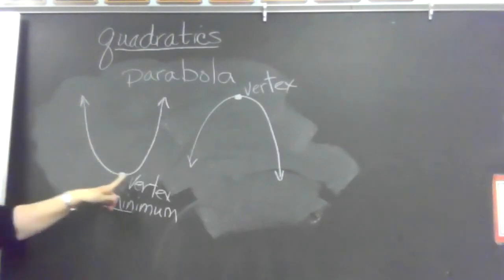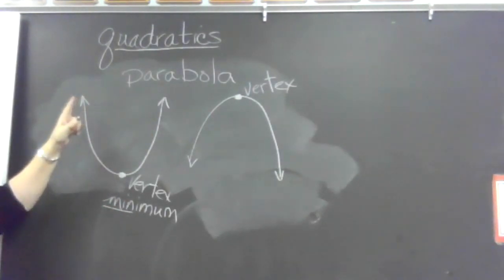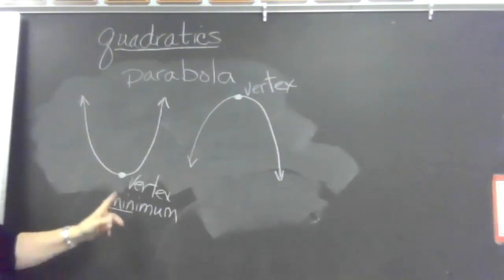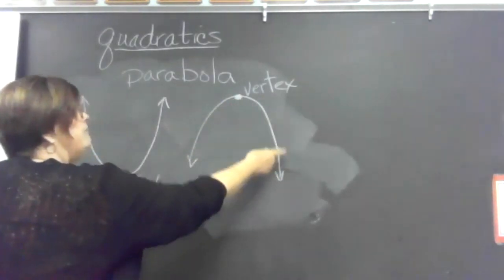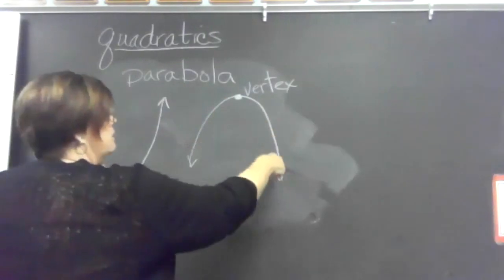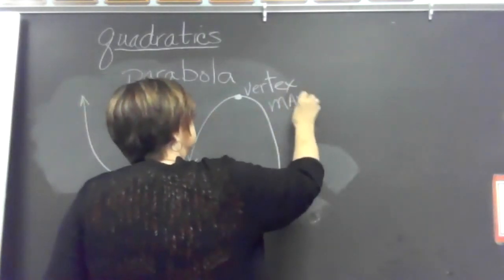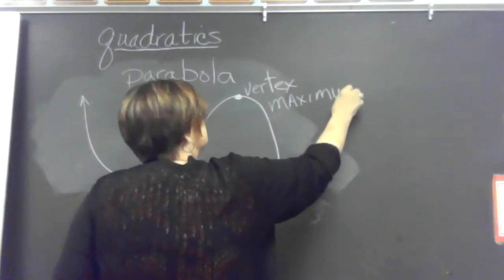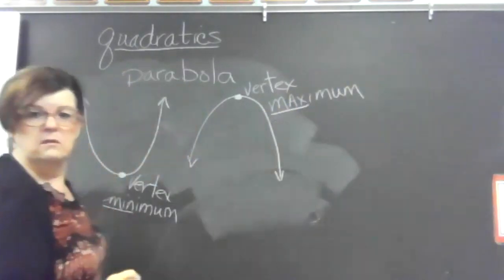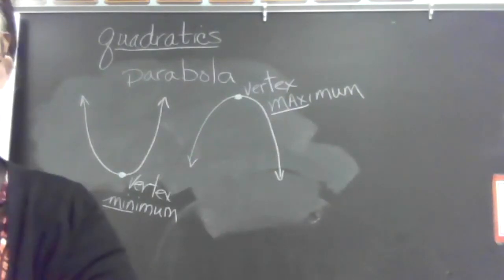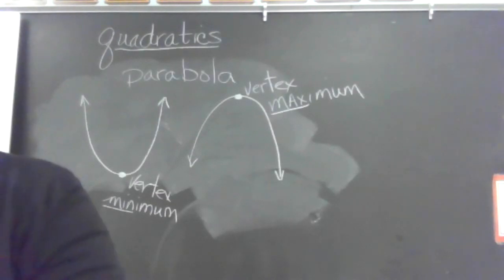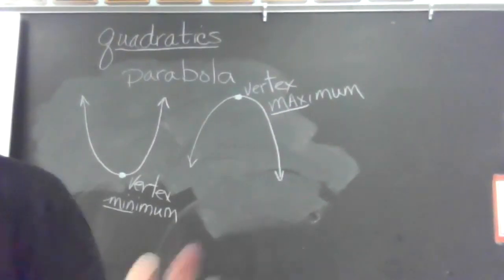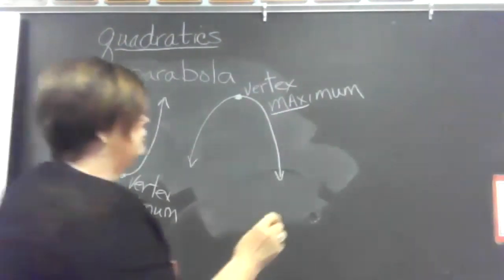That's when the parabola is like this, and it makes sense because the vertex is the lowest point on that picture. So the same applies here. The vertex is the highest point on this parabola, and so it's a maximum. Or they call it a max. Here's a little note.